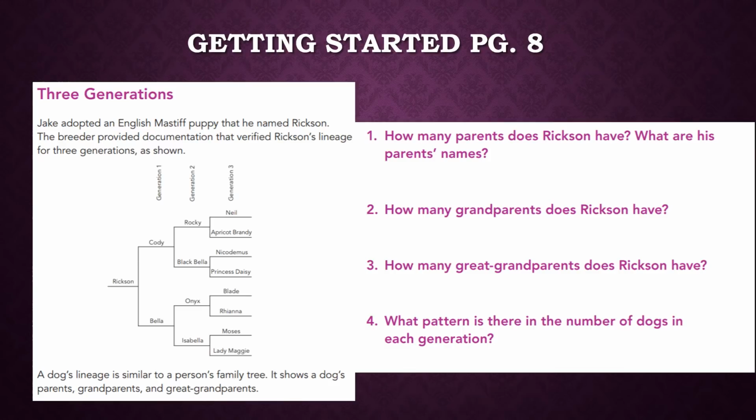Okay, so Jake adopted an English Mastiff puppy that he named Rickson. The breeder provided documentation that verified Rickson's lineage for 3 generations as shown.